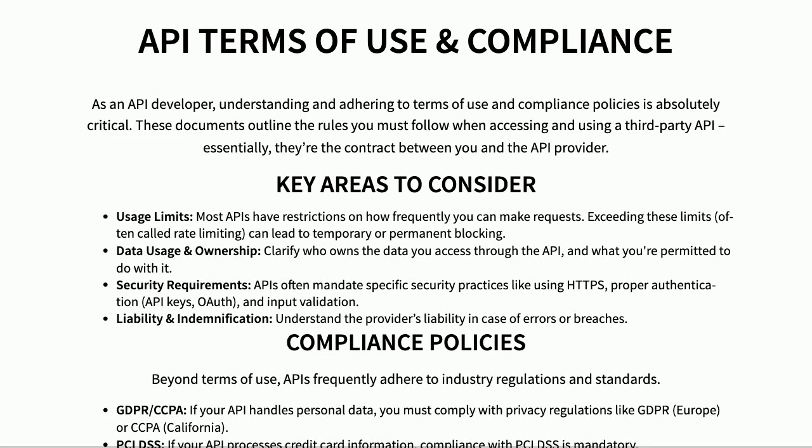Okay, let's talk about something super important for any API developer: the terms of use and compliance policies. Think of these as the rules of the road when you are interacting with an external API. It's like a contract. They cover things like how many requests you can make, rate limits, what happens to the data you access, and essential security practices you need to follow. You also have to be aware of broader compliance regulations, such as GDPR or CCPA if you're dealing with personal information, and PCI DSS if you're handling credit card details. Always check the provider's documentation carefully. It's your responsibility to understand and adhere to these rules.